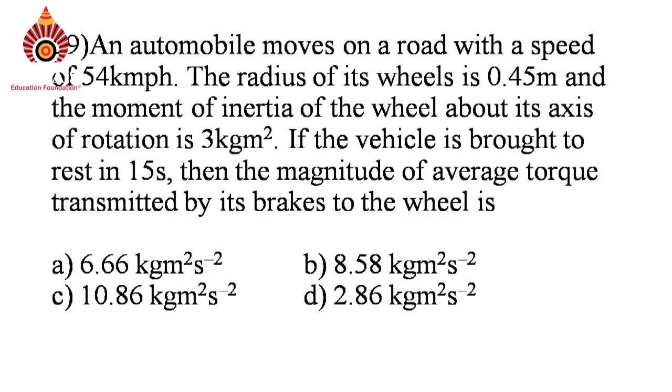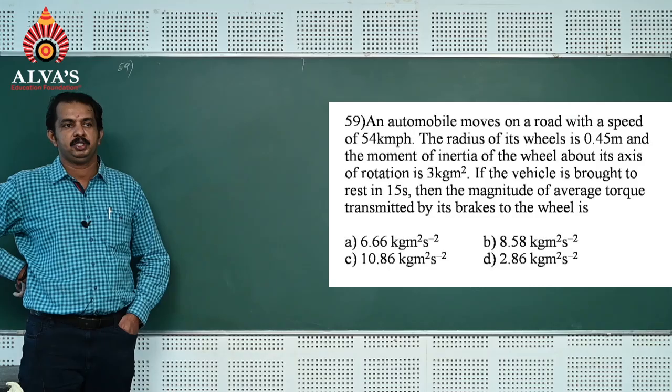Question number 59. An automobile moves on a road with a speed of 54 km per hour. The radius of its wheel is 0.45 meter and the moment of inertia of the wheel about the axis of rotation is 3 kg meter square. If the vehicle is brought to rest in 15 seconds, then the magnitude of the average torque transmitted by its brake to the wheel is, a question.